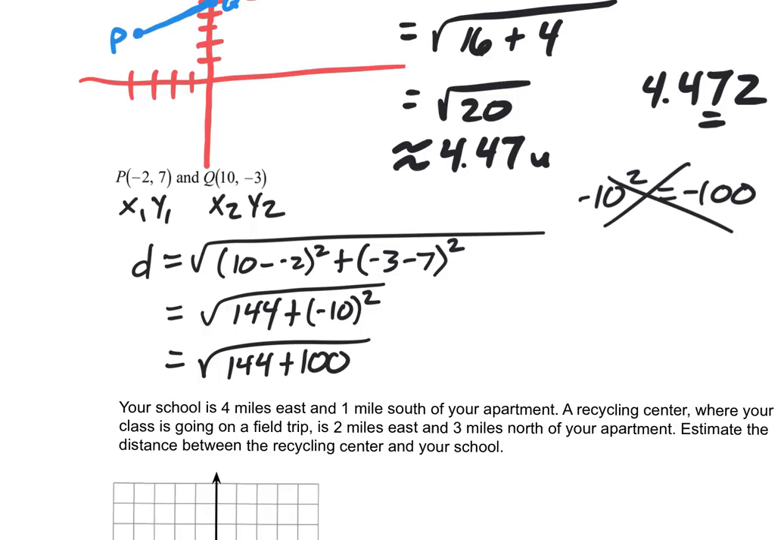So 144 plus 100 is 244. And then we're still rounding to the nearest hundredth, so we're going to take the square root of 244, which is 15.62.